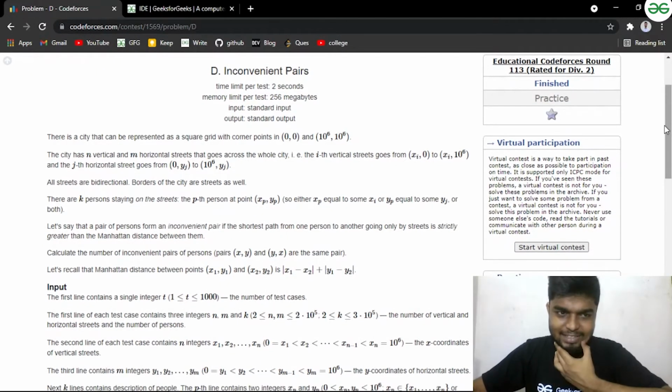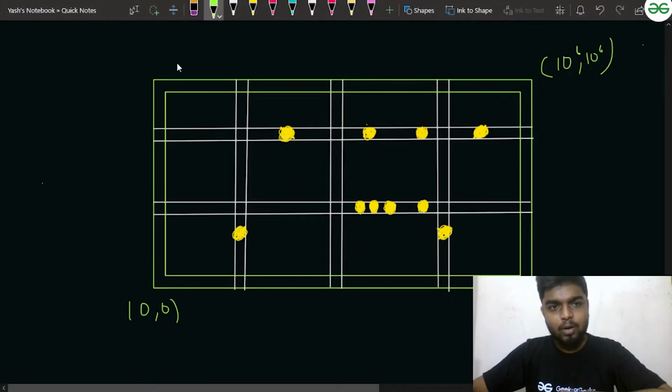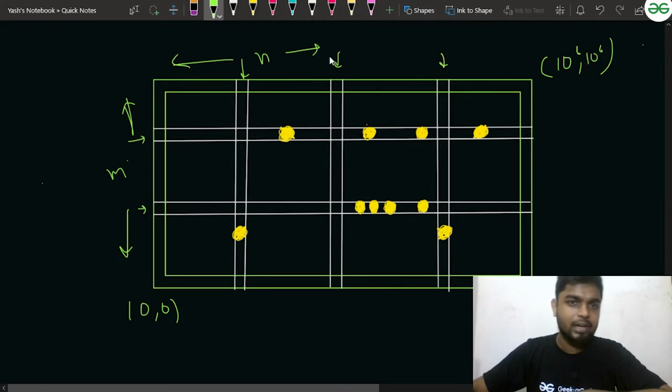And what it says is there are n vertical streets and m horizontal streets. The number of vertical streets is n, and the number of horizontal streets is m. This is a horizontal street, this is a horizontal street, so this will be shown here, and the number of vertical streets is n. So this is a vertical street, this is also a vertical street, this is also a vertical street, right?